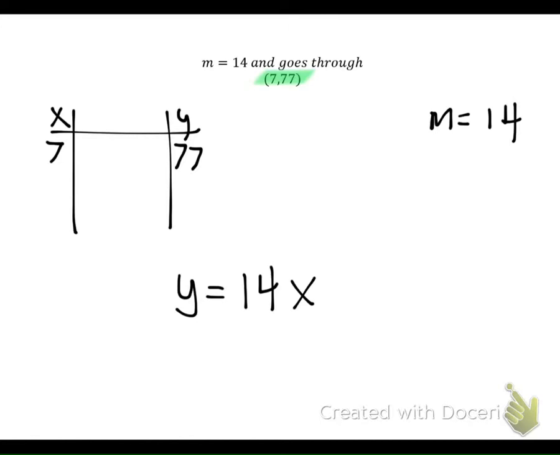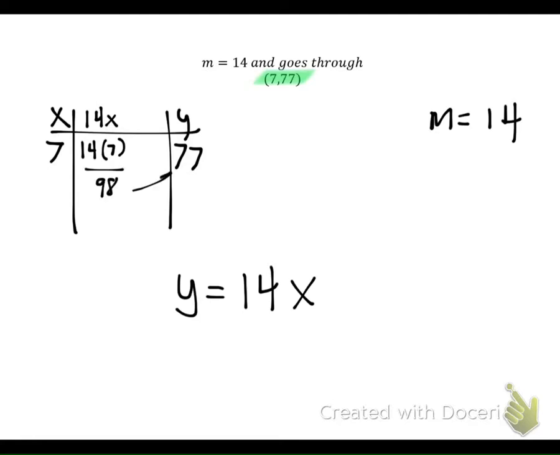Now knowing that's important because now I can bring that up to my table and I can say, alright, I know I'm going to have to take 14 times my x values. That means I'm going to do 14 times 7. When I'm looking at that, now I can start to kind of do my math and see what happens here. Well, 14 times 7 is going to be 98.